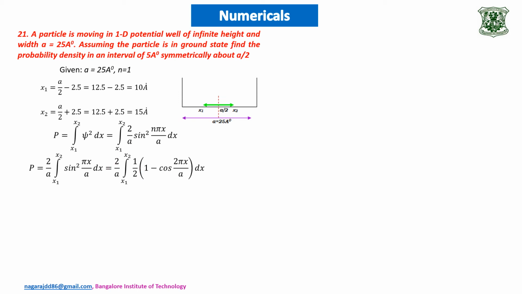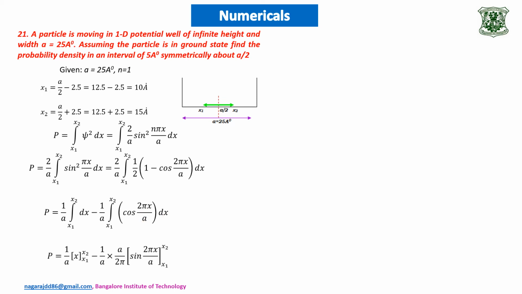Cancel 2, and then the next step will be 1 by a into the integral of dx, that is 1 into dx, minus 1 by a into the integral of cos 2 theta, that is cos of 2 pi x by a into dx. Proceed further. Integration of dx is x between the limits x1 and x2, minus 1 by a as it is. Integration of cos is sine of 2 pi x by a divided by 2 pi by a.